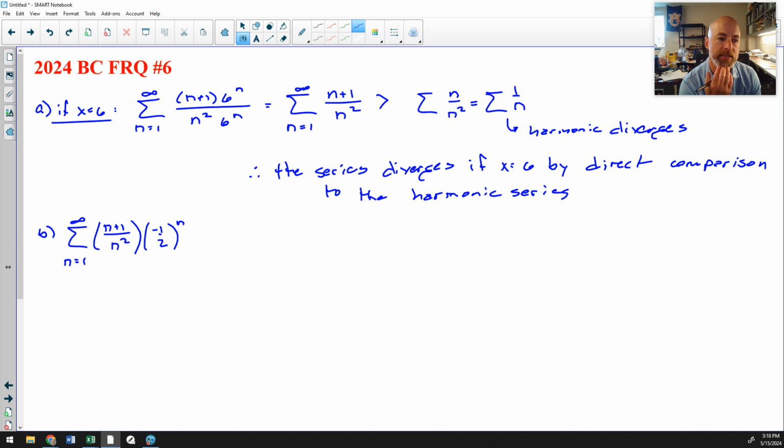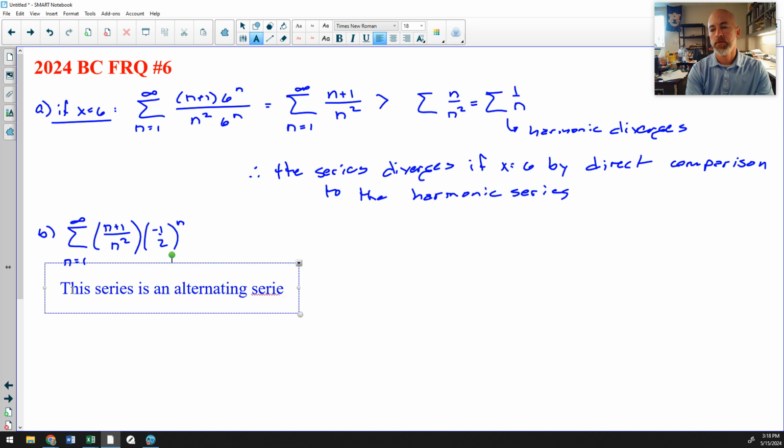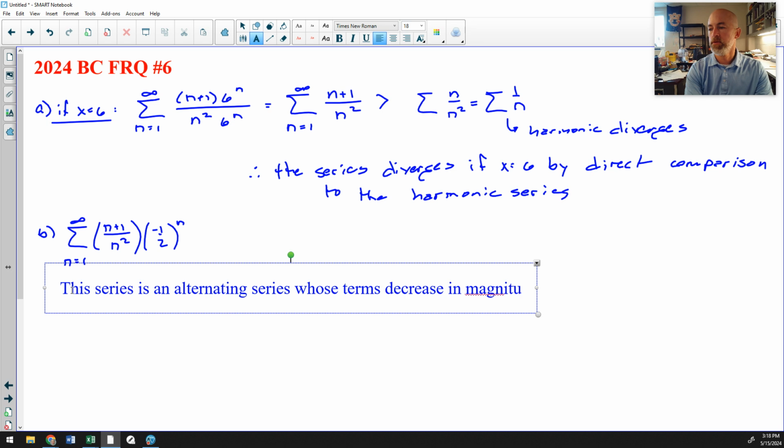This is an alternating series. I'm afraid there's a lot of hoops we're going to jump through as far as meeting criteria to make certain claims, such as this is an alternating series whose terms decrease in absolute value to 0. And I think I'm going to go ahead and type this out. So this series is an alternating series whose terms decrease in magnitude to 0. And I know that it's an alternating series because I see the negative 1 to the n right here.